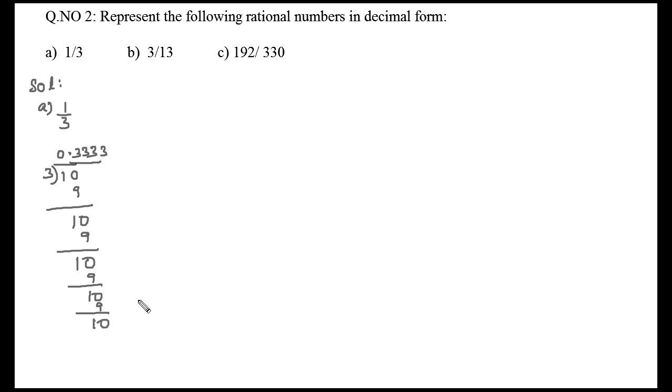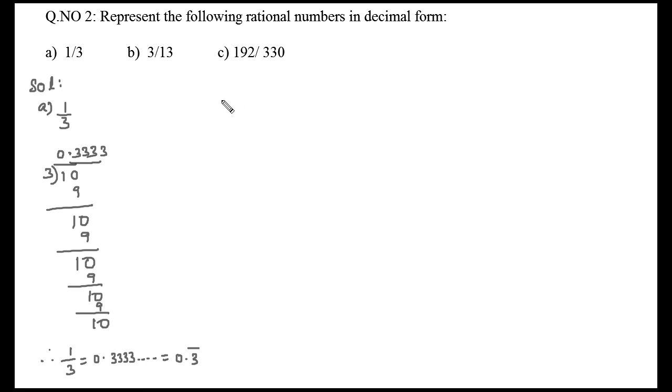If we observe this, the digits in the quotient are repeating and the decimal expansion is not terminating. Such types of decimal expansions are known as recurring decimal expansions. Therefore, the decimal expansion for 1 by 3 is 0.3333 and so on, or else we can write it as 0.3 bar. This bar indicates the particular digit is repeating.